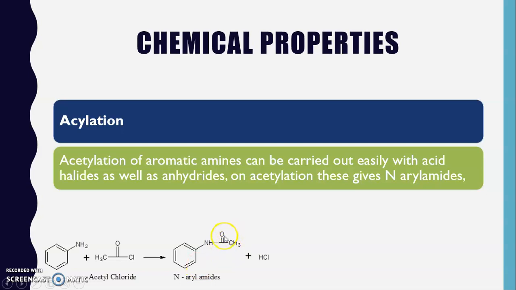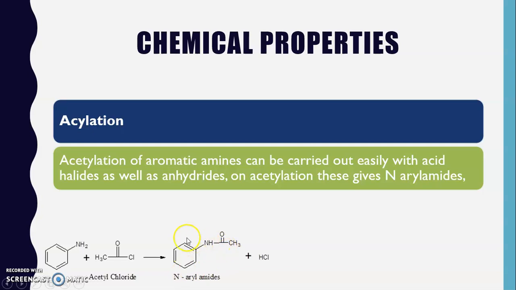So amides, you know that they will be having a CONH functional group. Now as this amide group is present on the nitrogen atom, here we are going to use N-aryl amides, because this aryl group is attached to this nitrogen atom of the amide, and that's why to indicate the position of the aryl group we are going to use this term, that is the N.